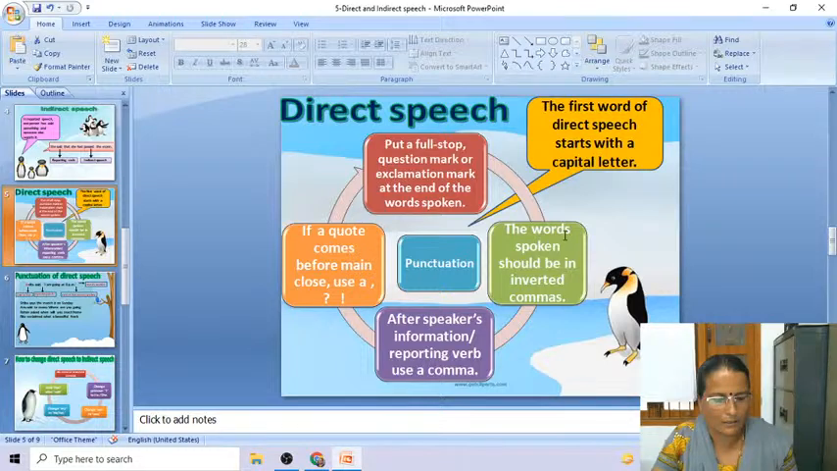Good. Now, after the speaker's information or reporting verb, use a comma, that is, after said. After said you have to put a comma there. This is what we didn't discuss yesterday. Now look at the fifth one. If a quote comes before the main clause, I will let you know through the samples, use a comma, question mark or exclamation mark. Now we know that Meena said, "Let's go to the market." That is the format which I have shown you now.